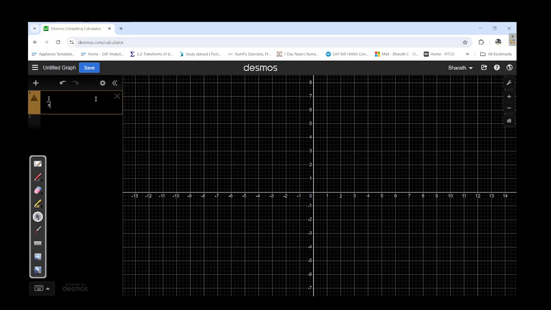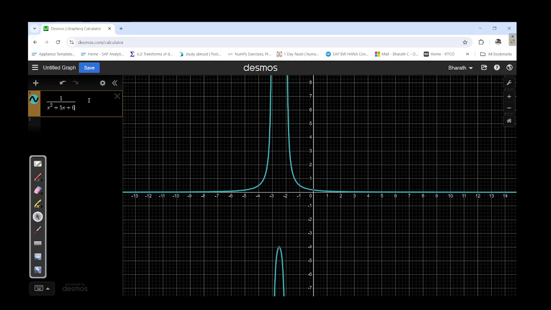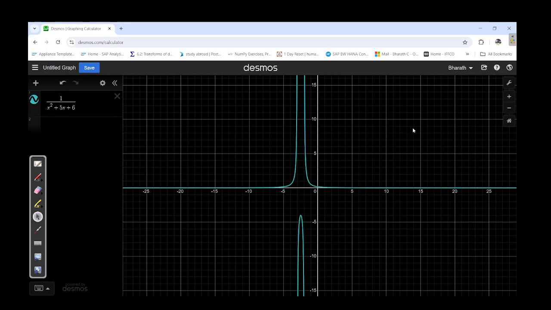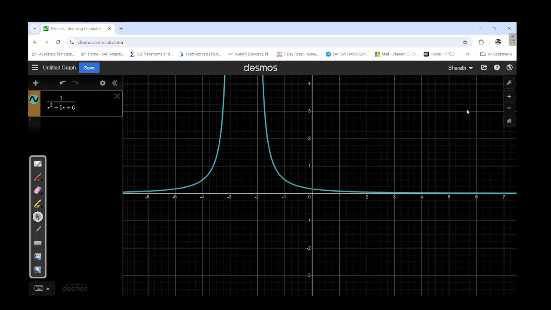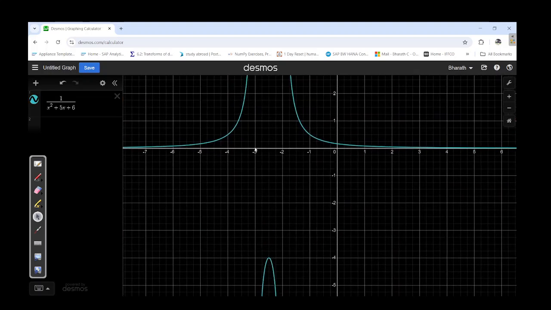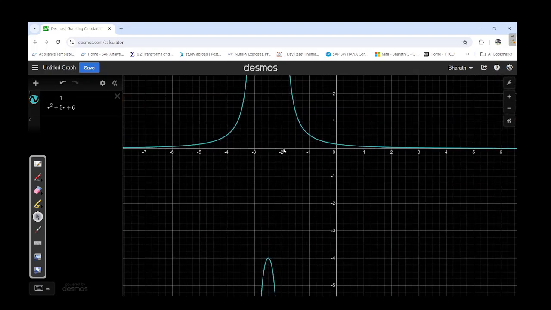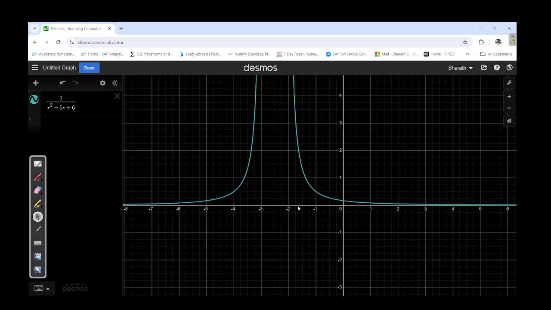One over x square plus 5x plus 6. You can see the value over here is minus 4. From minus 4 to minus infinity, and from 0 to infinity we have the range. At minus 3 and minus 2 we have an infinite value.